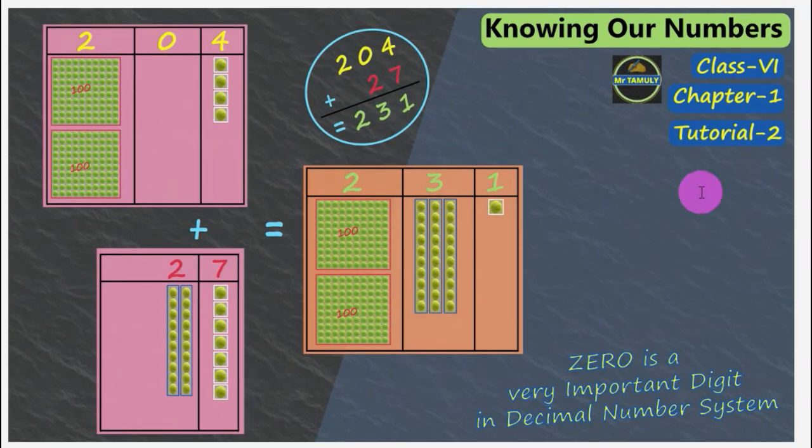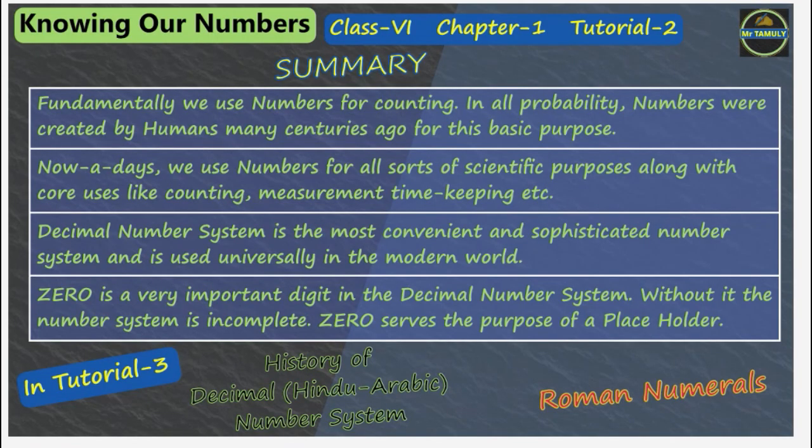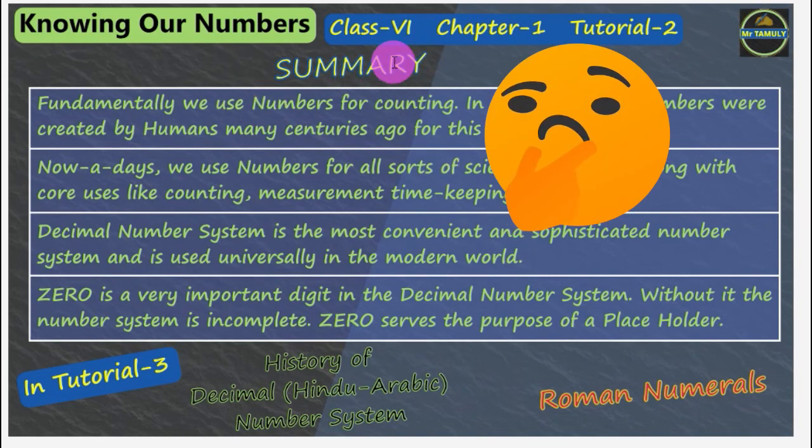As you have seen in the animation, because the 0 in tens place kept the place reserved, we were able to accommodate the 3 sets of 10 balls when we added 27 more balls to the stock of 204. So I hope you have now understood how 0 serves the purpose of a placeholder in decimal number system. With this, I would like to conclude this tutorial number 2. But before that, let us have a look at the summary of this tutorial.